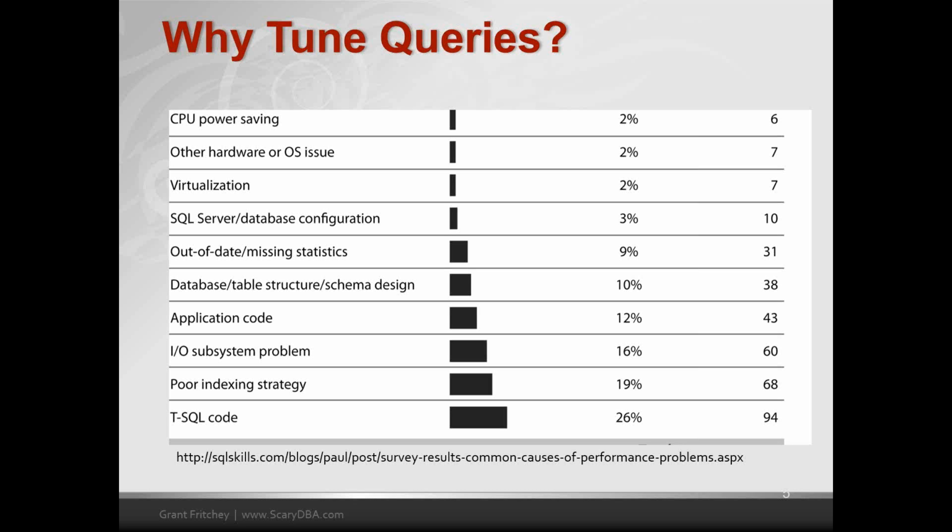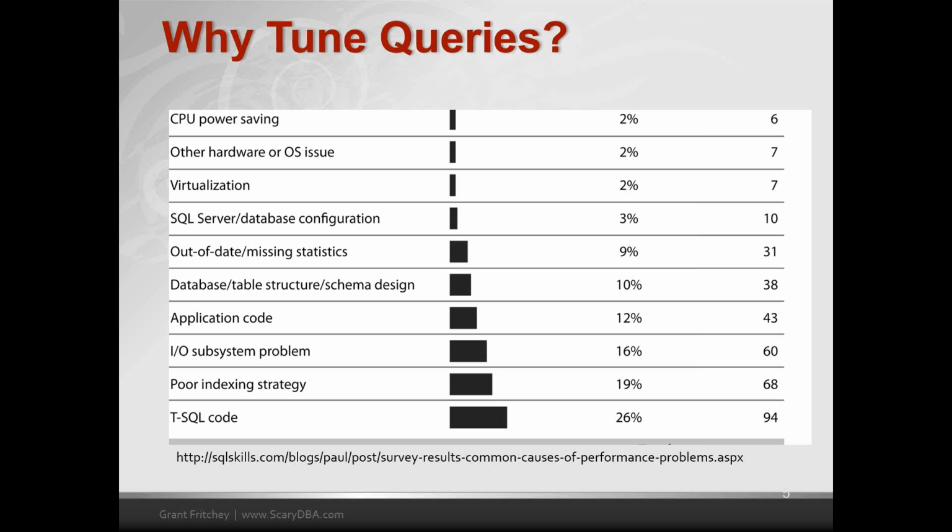But here's the bit. Now you say, oh, well, it's T-SQL code. That's 26%, and that's the majority of the problems. Well, yeah, but not really. I mean, 26% is not a majority. That's a pretty small amount. But if you look at the next bit, poor indexing strategy, 19%, suddenly we're looking at 35% of our problems coming from something related to T-SQL and indexing. And then you say, well, I/O subsystem, 16%. Well, there's a place you've got to do some work, right? Application code. Well, application code is code. So code is also a problem.